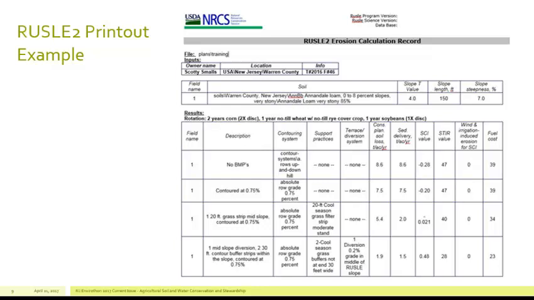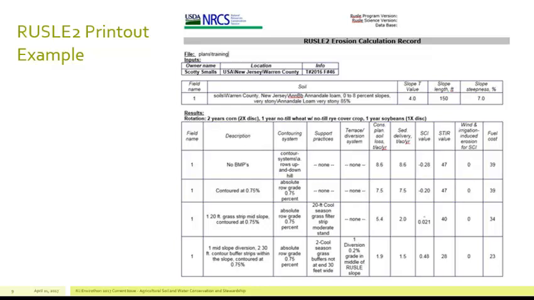RUSLE2 is only a planning tool. We must field verify that the practices that we're planning will work on the site, and we have to field check any implementation that occurs. Just because RUSLE2 says that adding contour farming and a buffer strip is going to reduce erosion, we need to go out to the site after those practices are implemented to make sure that we're actually getting the erosion reduction that we need to get.